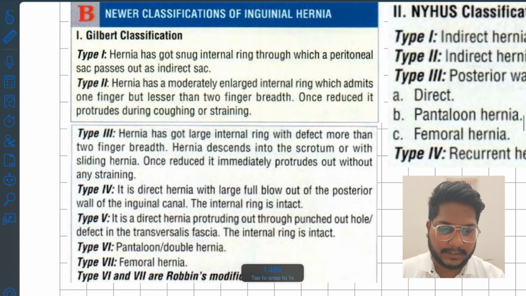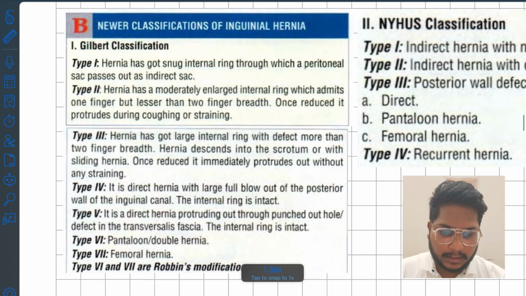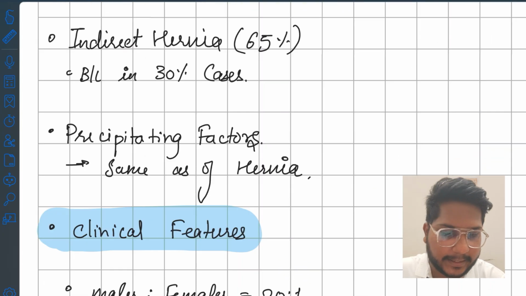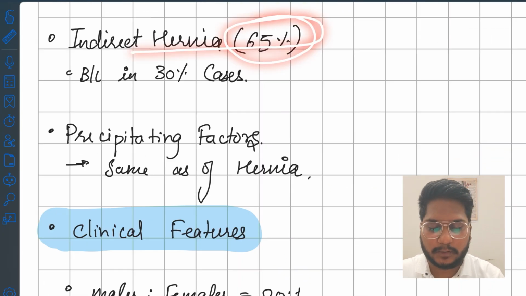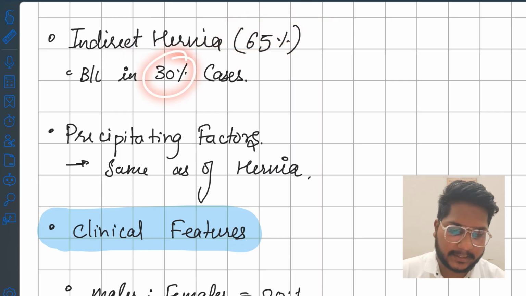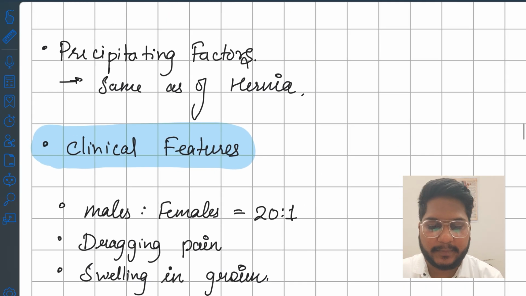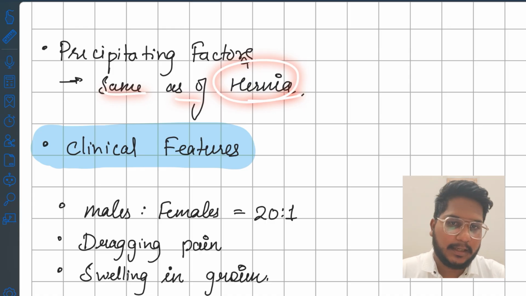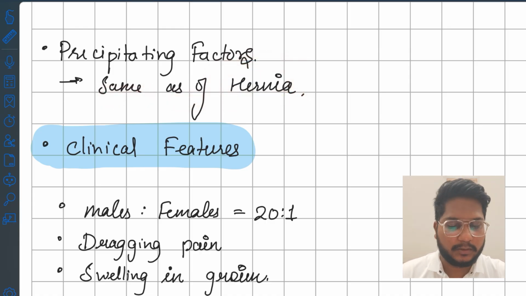The Gilbert classification you can read from here. Now the indirect hernia, which is 65%, is most common and bilateral in 30% of the cases. The precipitating factors are the same as for any hernia. We have seen the coughing, the increased abdominal pressure due to various conditions.